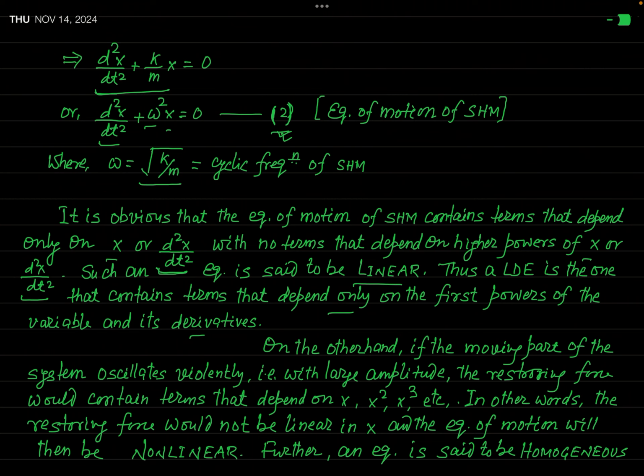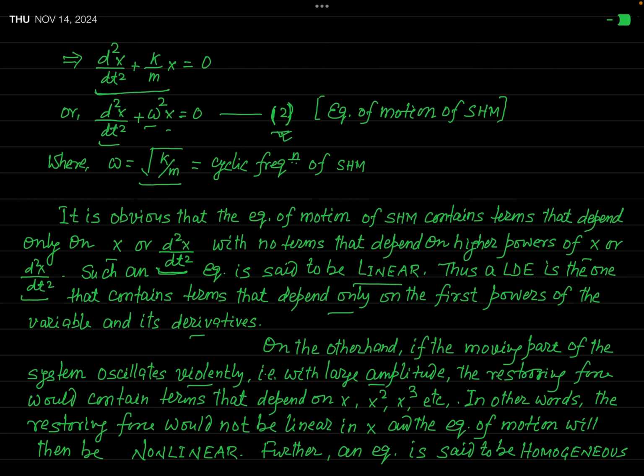Now, on the other hand, if the moving part of the system oscillates violently, that is with large amplitude, then what will happen? In that case, the moving part does not remain near the equilibrium position. During its oscillation, it moves far and far away from the equilibrium position, and in that condition, you can say that there will be oscillation with large amplitude.